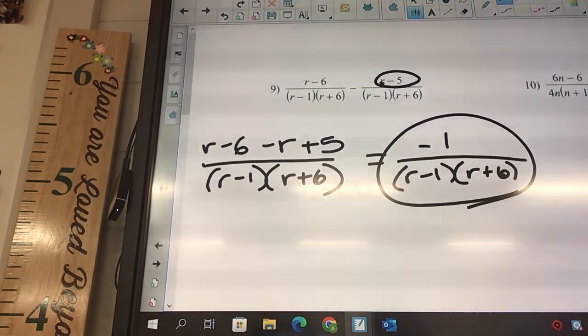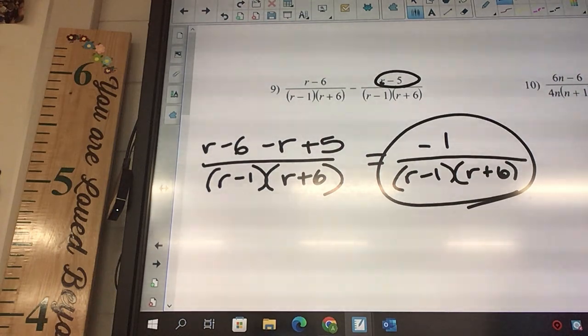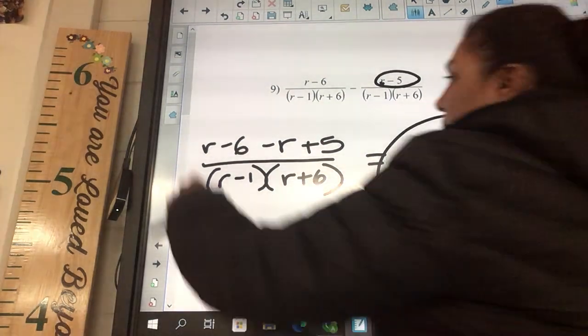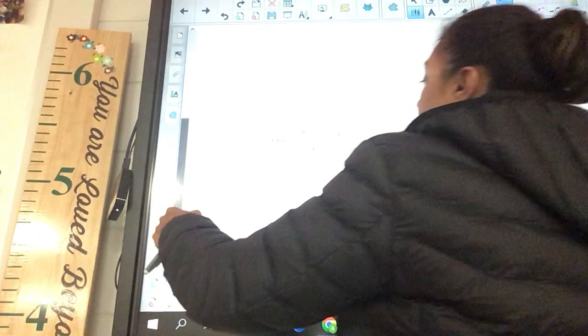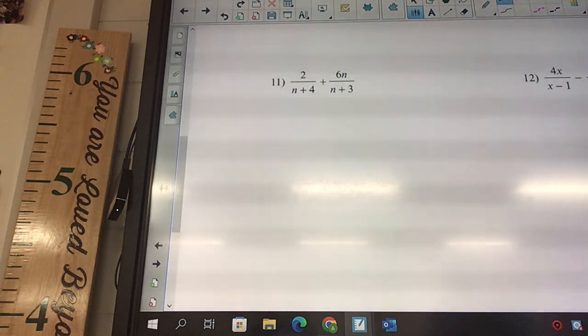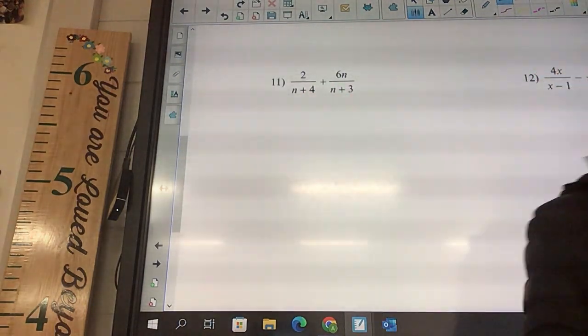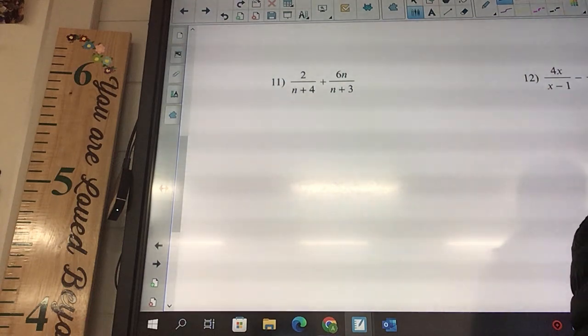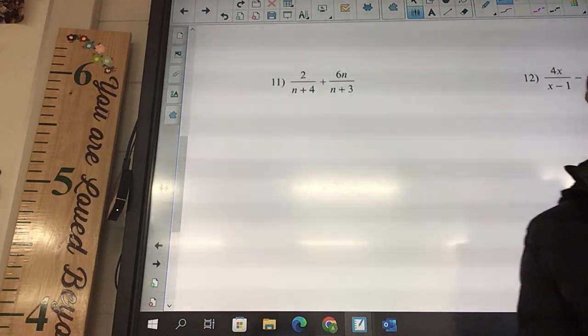Okay, if you're not on 11, get on 11. Our denominator is the same? No, they are not. So in this case, you cannot start off by adding. This is where they start to get a little bit harder. It's nothing crazy. There's just a little bit more steps. So first of all, pay attention. What is our first denominator? Plus 4, right?